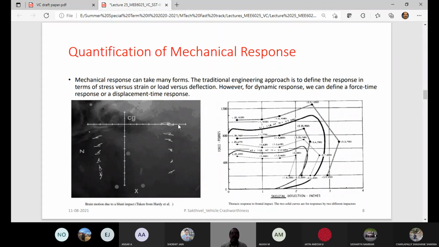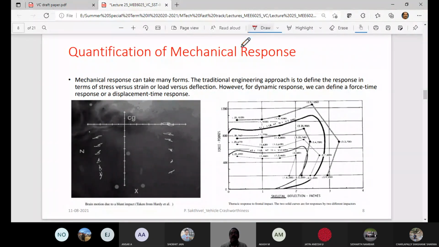So the mechanical response can take many forms. The traditional engineering approach is to define the response in terms of stress versus strain, or load versus deflection. However, for the dynamic response, we can define force-time response or displacement-time response. So how fast, the velocity of individual organs, all can be the responses quantifying these injuries.